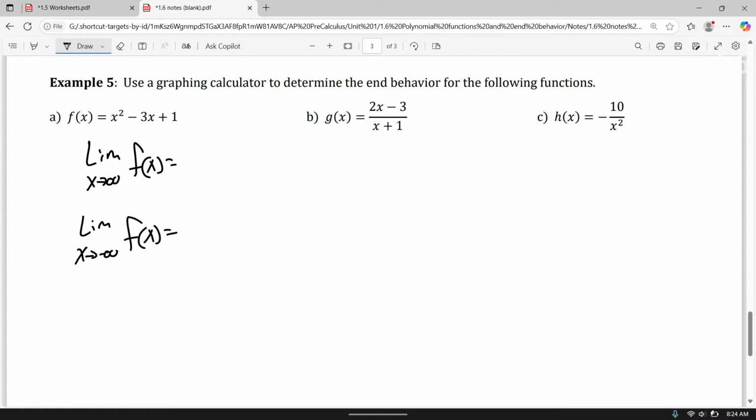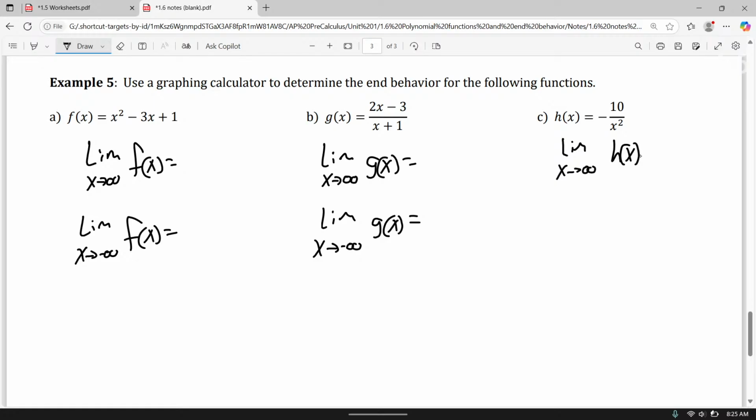This is limit, x goes to infinity, g of x equals. Limit, f of x goes to negative infinity, g of x. This is limit, x goes to infinity, h of x. Limit, x goes to negative infinity, h of x. And this one I know. Infinity, infinity. So that's just a quadratic, it opens up.